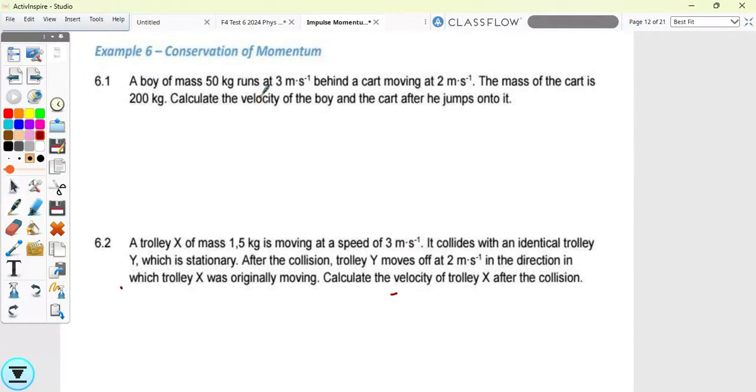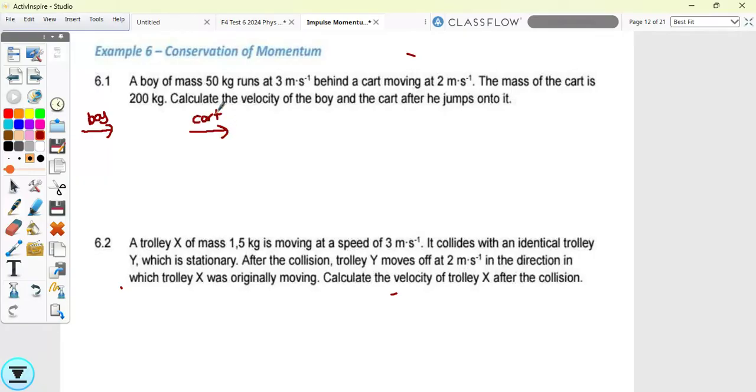All right, so a boy of 50 kilograms runs at 3 meters behind a cart. So this time the boy is moving. I'm just going to assume that the boy is moving to the right. So let's say that's our boy, and then the cart is also moving to the right.